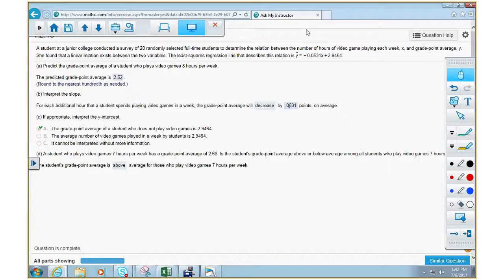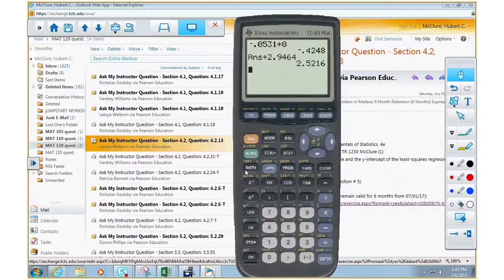Let's go see if there's another one out there. We'll do another one since we did two like the other question. No, we don't have another one. Okay, next one, 4.2, 21.